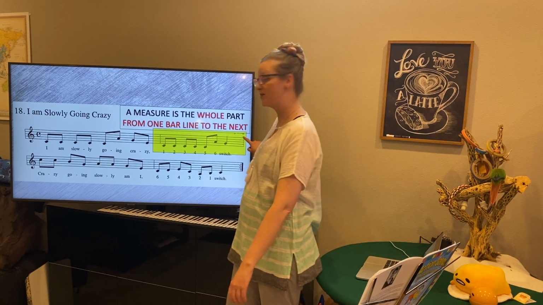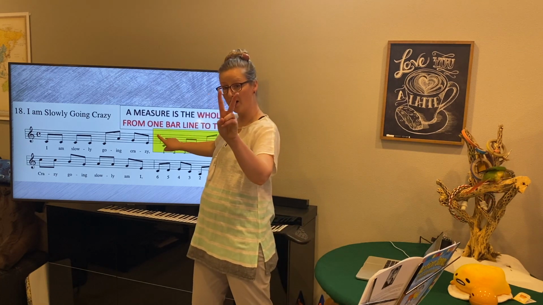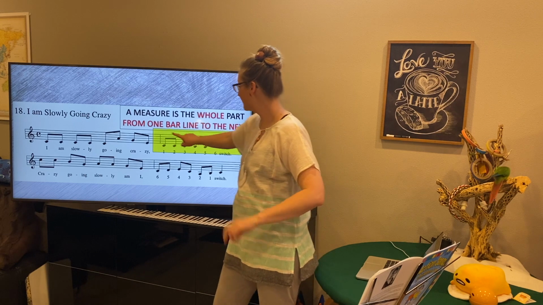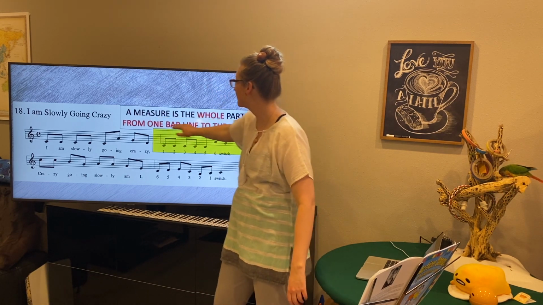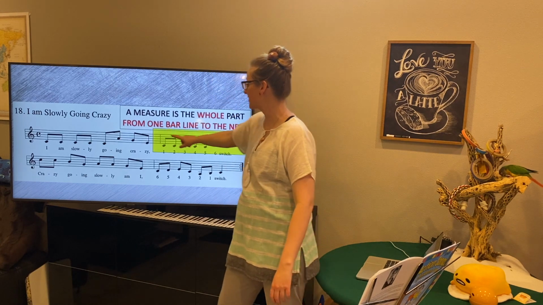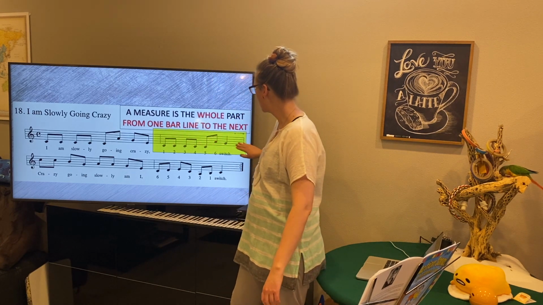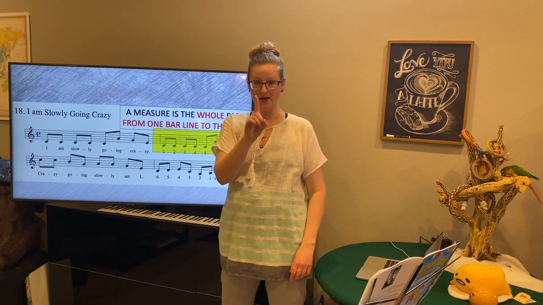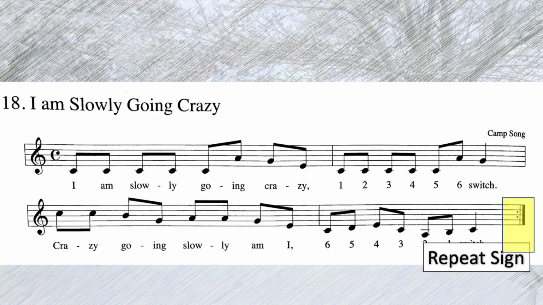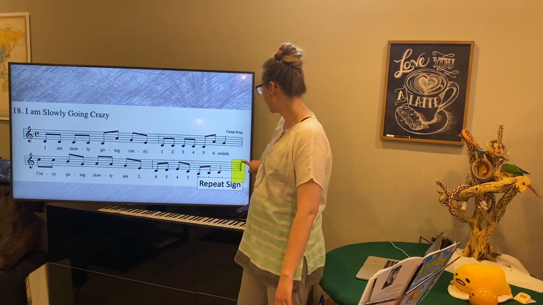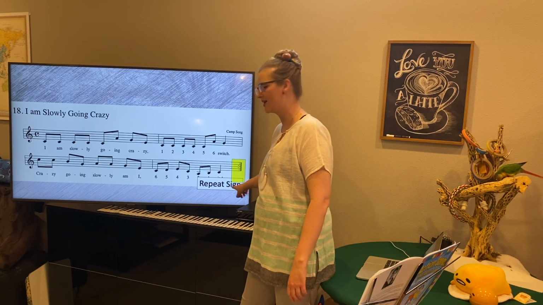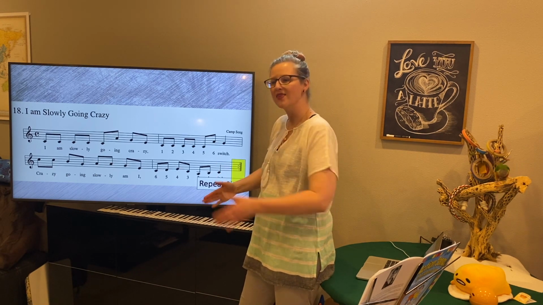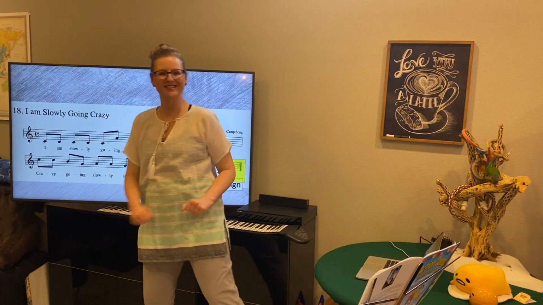So here, between these 2 bar lines, we have a measure. And a measure is the whole part from one bar line to the next. So from here to here, that is 1 measure. And then this symbol down here is called a repeat sign. So what does that mean exactly? That it shoots you back to the beginning and we get to sing again.